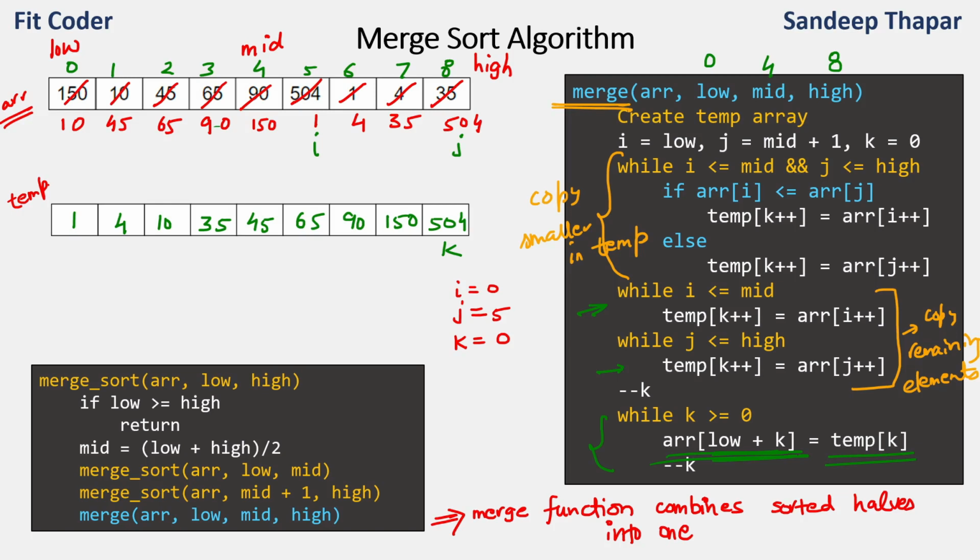So after this point, the temp array has the sorted elements, and this last while loop is to copy the elements from the temp array into the original array. So that is how this merge function works.